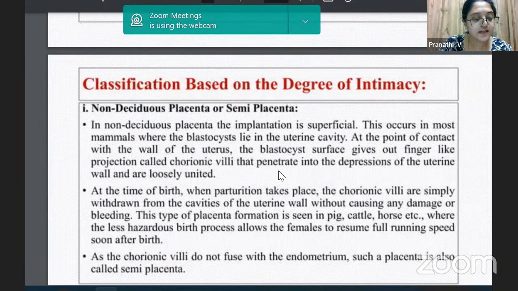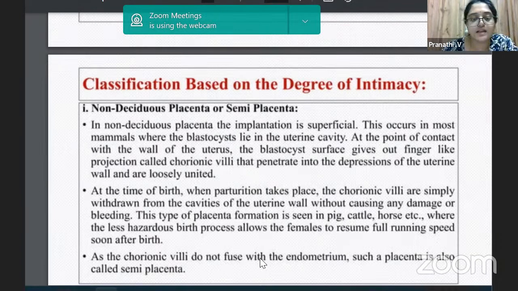It is there in your textbook, 12.3.5, types of placenta based on uterine endometrium condition. So non-deciduous placenta or semi-placenta: what happens is, a mere portion of the fetal and maternal components are present, so they will get separated without any damage. This type of placenta is seen in horses, zebra, tapir, etc.